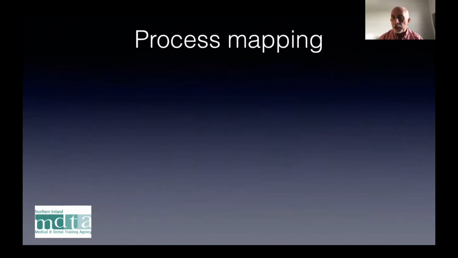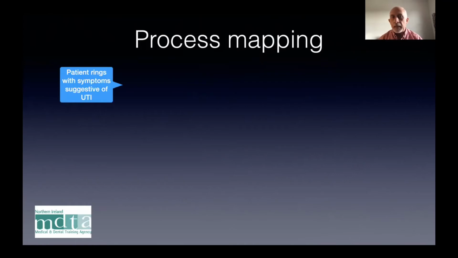And it's best done when we bring all the people that are involved in the process into the room, because when we start to do process mapping, we nearly always recognize that we only know part of the process, that nobody understands the whole process beginning to end. So if you take urinary tract infections, the first thing is that patients maybe ring with symptoms suggestive of urinary tract infection or attend the surgery.